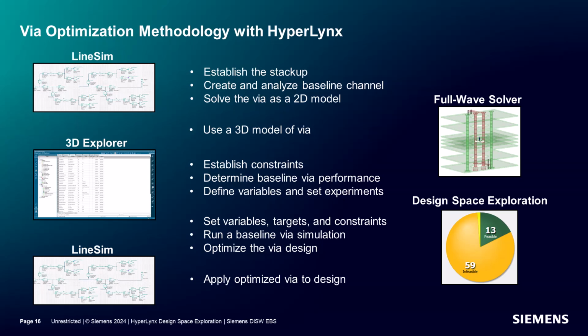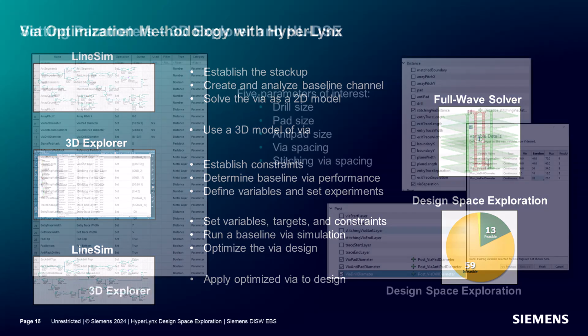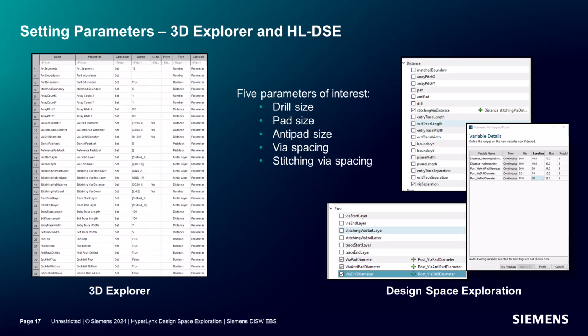Well, let's take a look at the process of running the same type of VIA optimization process in 3D Explorer versus using Hyperlinks DSE. After setting up a channel topology in LineSim, we're able to add an S parameter element in the schematic and use it to create 3D Explorer projects that will study a particular element in the design in detail. This allows us to test for different figures of merit and improve our designs. By setting design parameters or performing swept parameter analysis, we're able to create different experiments to test in order to find out our best performing options.